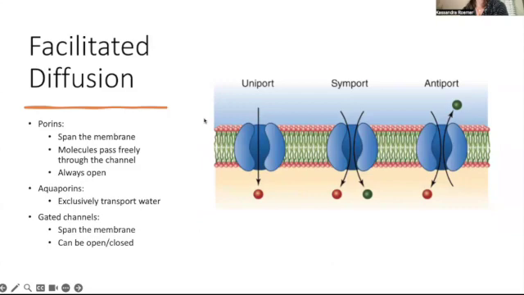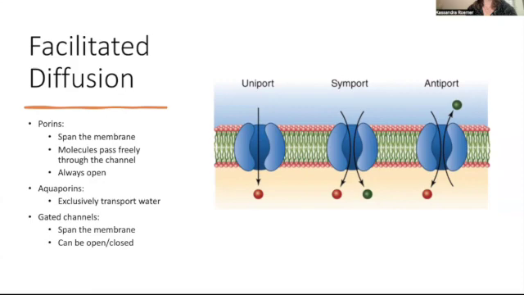So talking about facilitated diffusion, we have those porins, which span the entire membrane, and substances can pass freely through those porins. So it's essentially just an open channel. It is always open and usually transports ions and other small molecules that cannot pass freely through the bilayer, with their concentration gradient. Next, we have aquaporins, which exclusively transport water. So those are very specialized channels only for the transport of water.